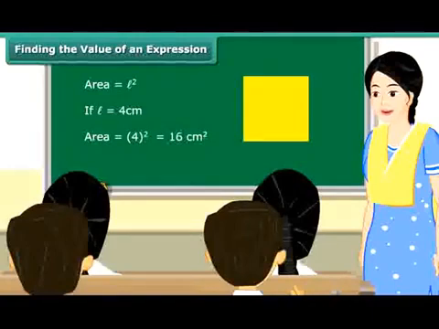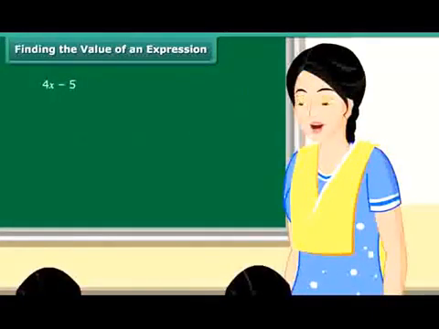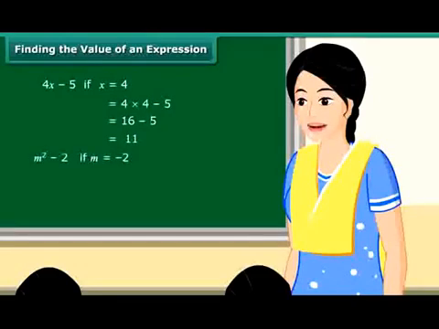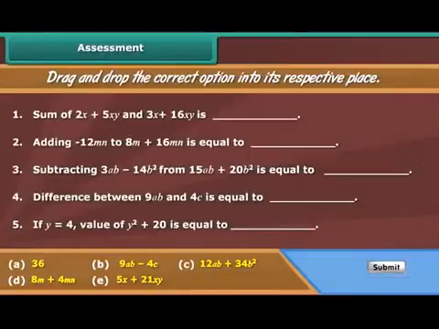Consider the expression 4x minus 5. If the value of x is equal to 4, then the given algebraic expression is equal to 4 into 4 minus 5, which is equal to 16 minus 5, that is 11. Similarly, if m is equal to minus 2, then the value of the expression m square minus 2 will be equal to 2. Summary.